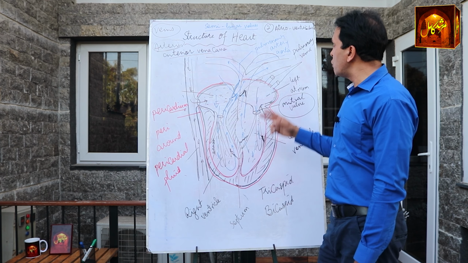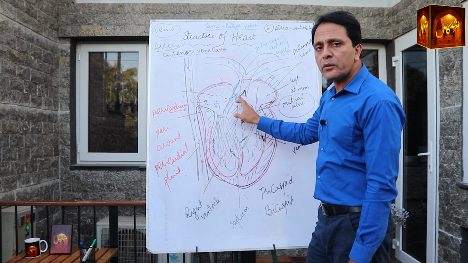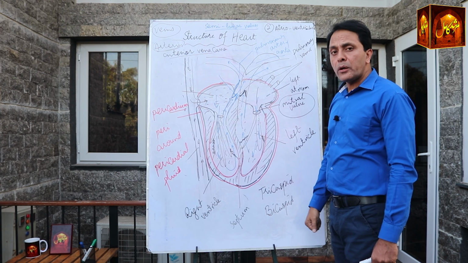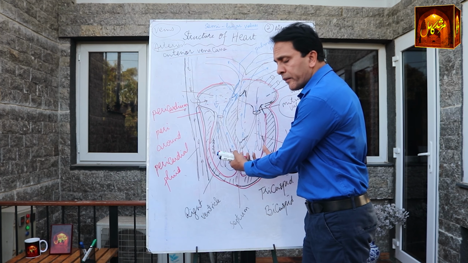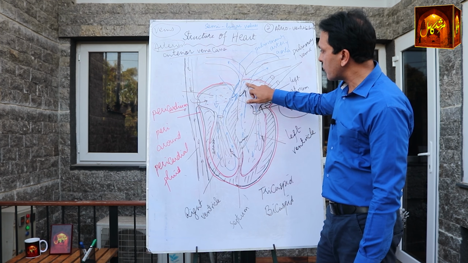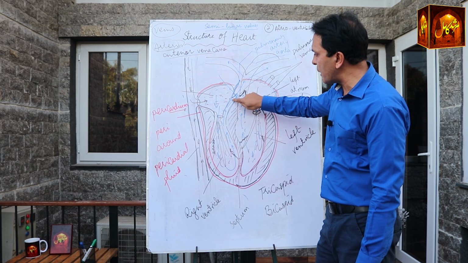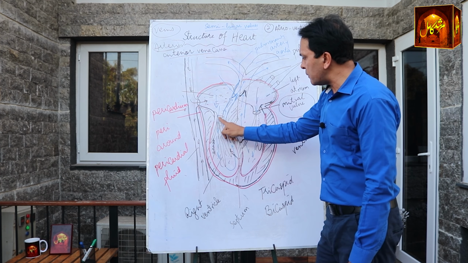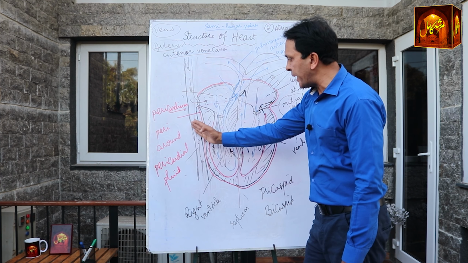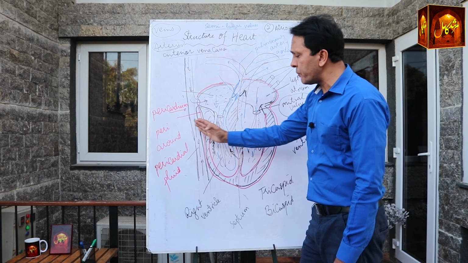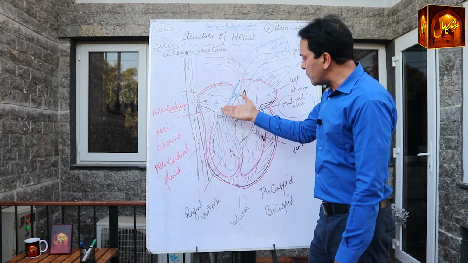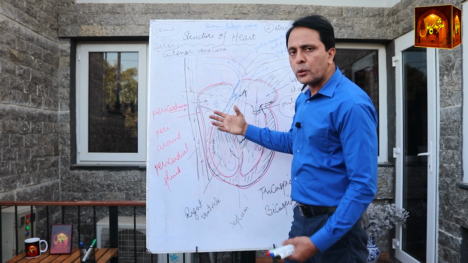Then we have 2 more valves, the semilunar valves. One is pulmonary and the second is aortic. When these 2 ventricles contract, from the right side the blood flows into the pulmonary artery, which is provided with a semilunar valve. When the atrioventricular valves are open, the right side valve is tricuspid, and the left side is bicuspid or mitral valve. When they are open, these 2 semilunar valves are closed.